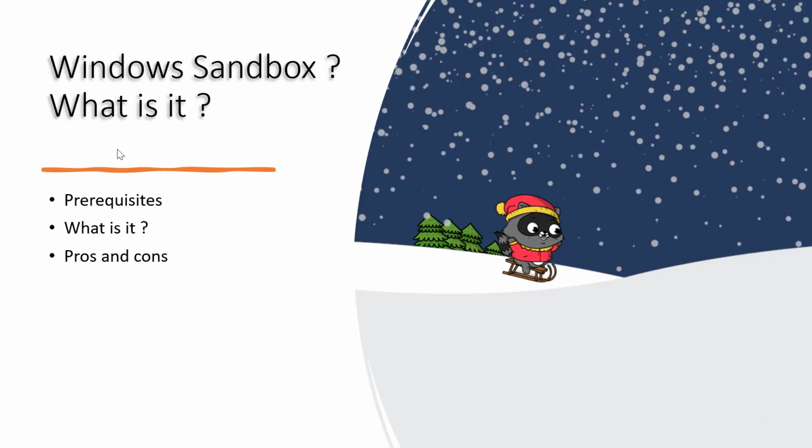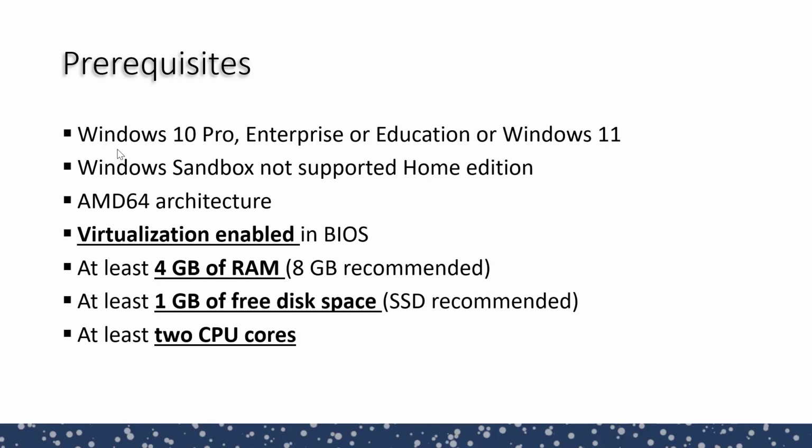So now let's start. What is Windows Sandbox? First, the prerequisites of Windows Sandbox. You have to run Windows 10 or 11, and Windows Sandbox doesn't run on Windows Home Edition. You need to enable virtualization in your BIOS, and have at least 4 gigabytes of RAM and at least 1 gigabyte of free disk space. And of course, an SSD disk is recommended.